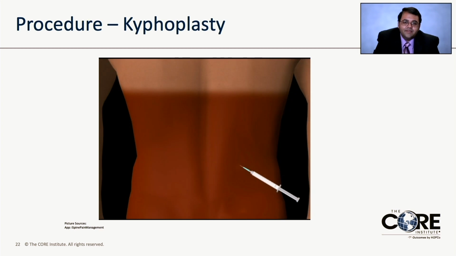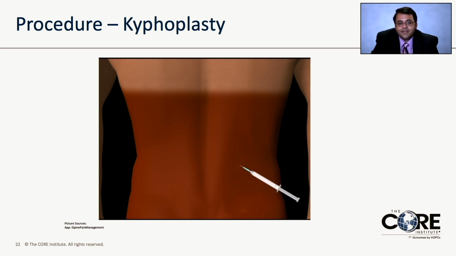A kyphoplasty. Now, this is when we do the procedure when we see a compression fracture. A compression fracture is what we talked about when someone has collapse of the bone itself, either due to osteoporosis or from an injury. Typically, with a kyphoplasty, it's done as an outpatient procedure. We do this actually in my spine center, which is a clinic-based setting, but it can also be done at a surgery center or a hospital.